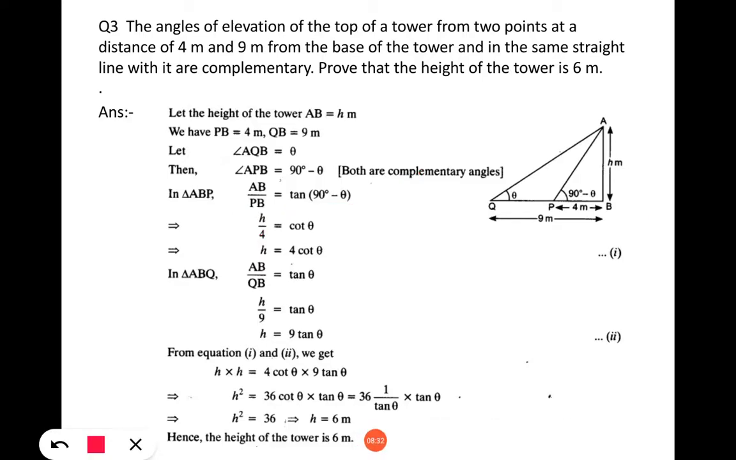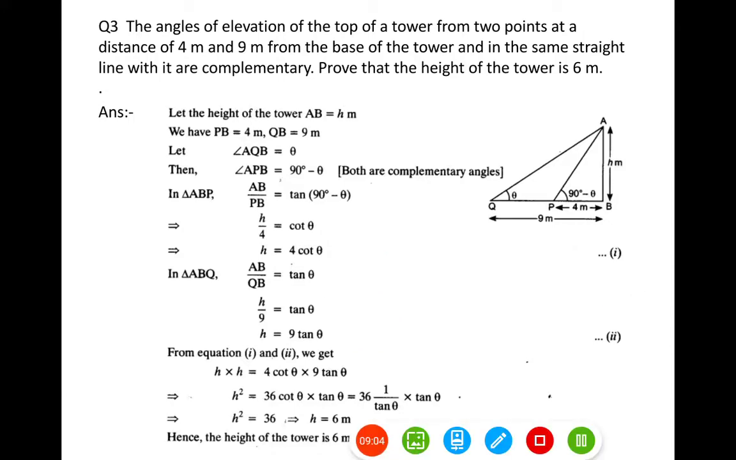Now let us see the second triangle, right angle triangle ABQ. Taking the ratio AB upon BQ, again we have tan theta. So on substituting the values, we have h divided by 9 equal to tan theta, and h equal to 9 tan theta. Let it be equation number 2.